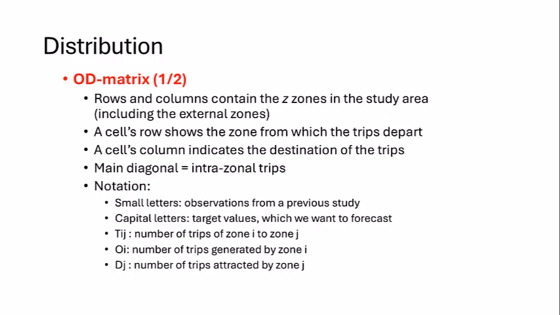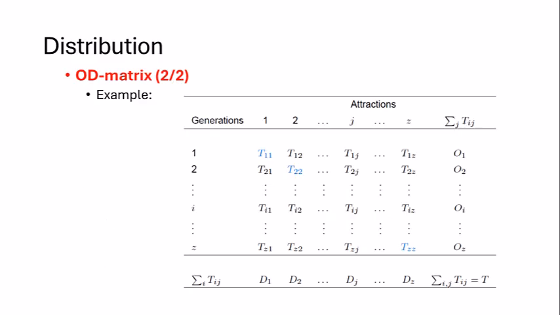The OD matrix is a fundamental tool. Imagine a table where rows represent the zones from which trips start, and columns represent the zones where trips end. Each cell shows the number of trips between two zones. The diagonal entries reflect trips that stay within the same zone, what we call intrazonal trips. In notation, lowercase letters usually represent observed values from previous studies, while uppercase letters represent future values we want to forecast. Here, you see an example of an OD matrix.